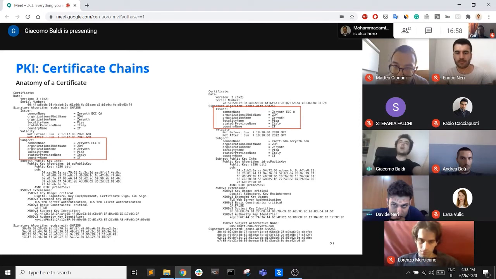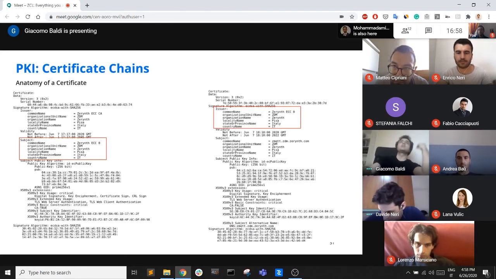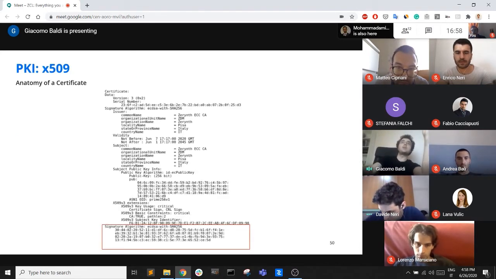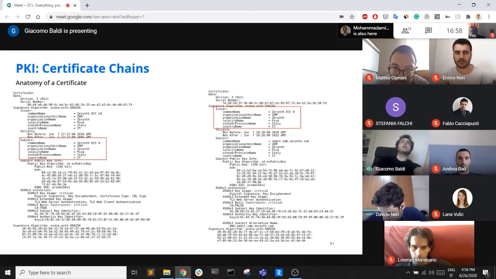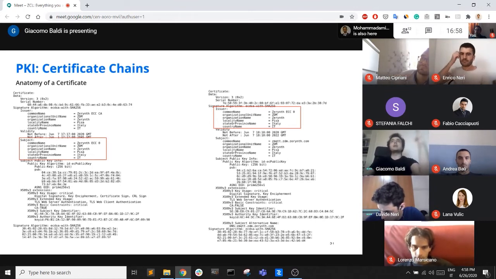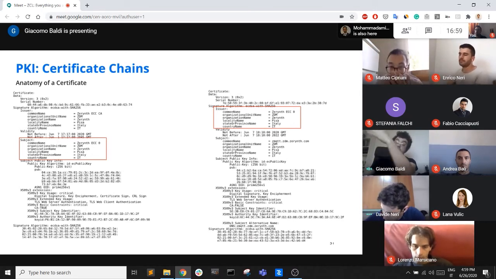Okay, so there is a chain going from a self-signed certificate, the CA of Zerynth, to another certificate, which is called intermediate, because it is in the middle between the root and the certificates that cannot sign other certificates. And each one of them has an associated private key. This is important. If you have a certificate, somewhere there is a private key that signs that certificate.